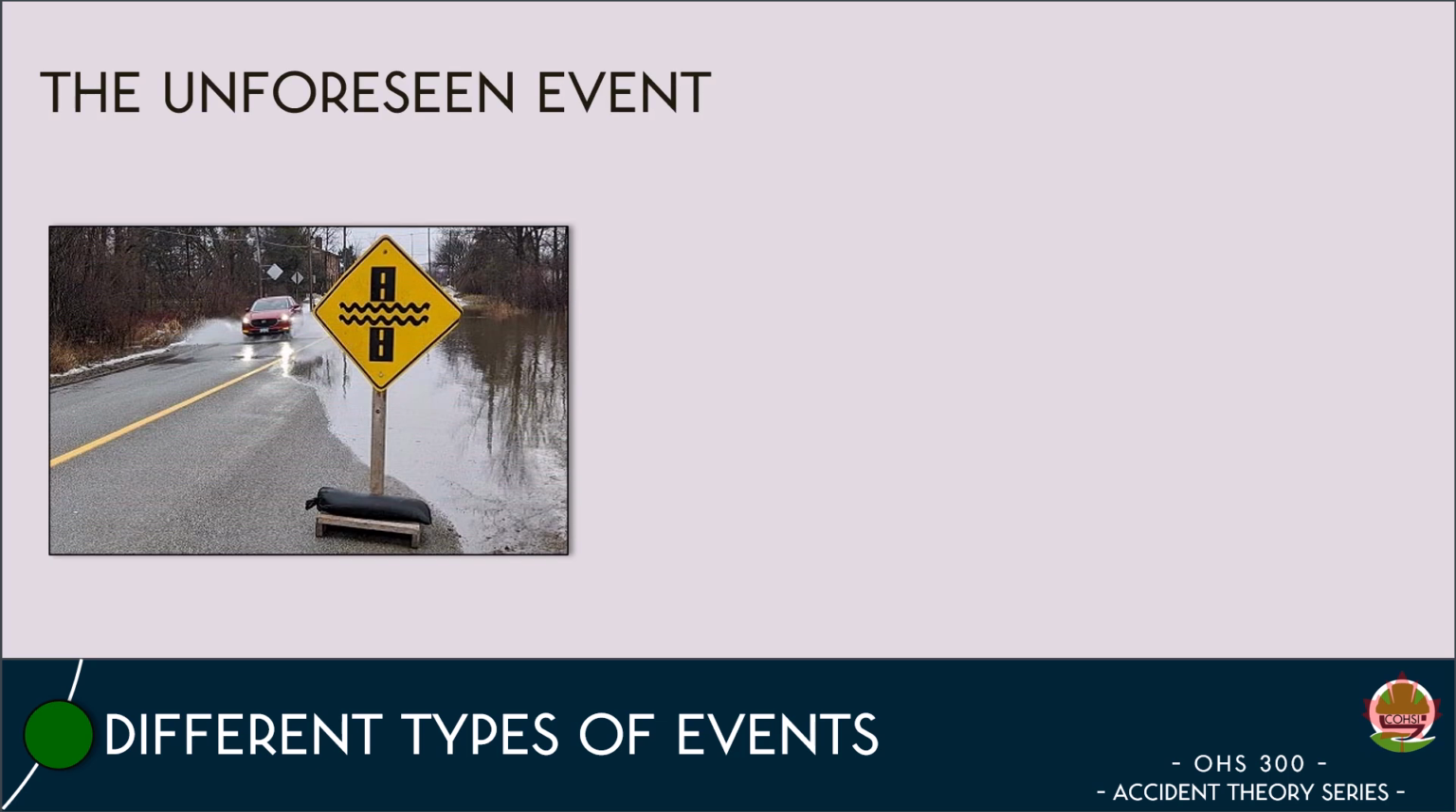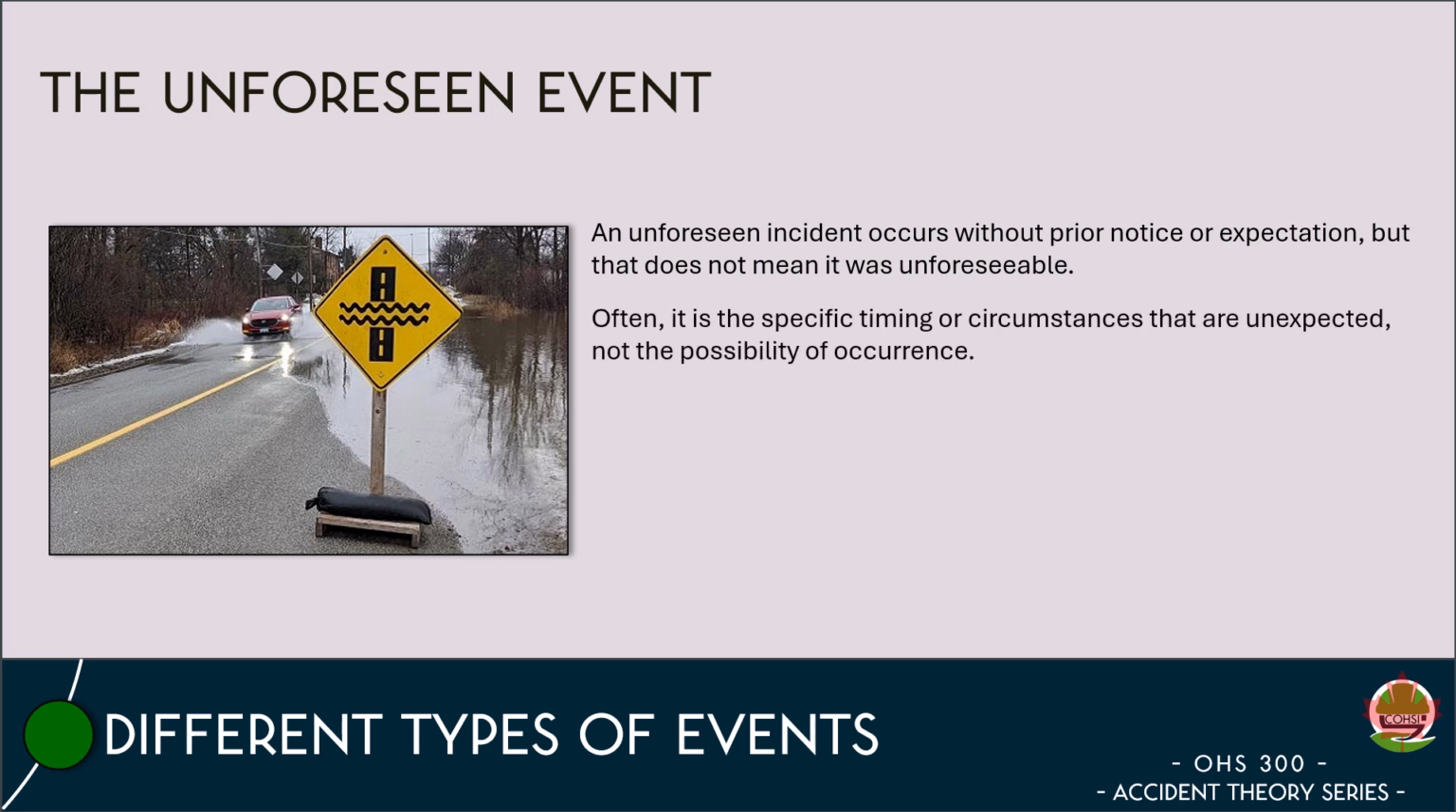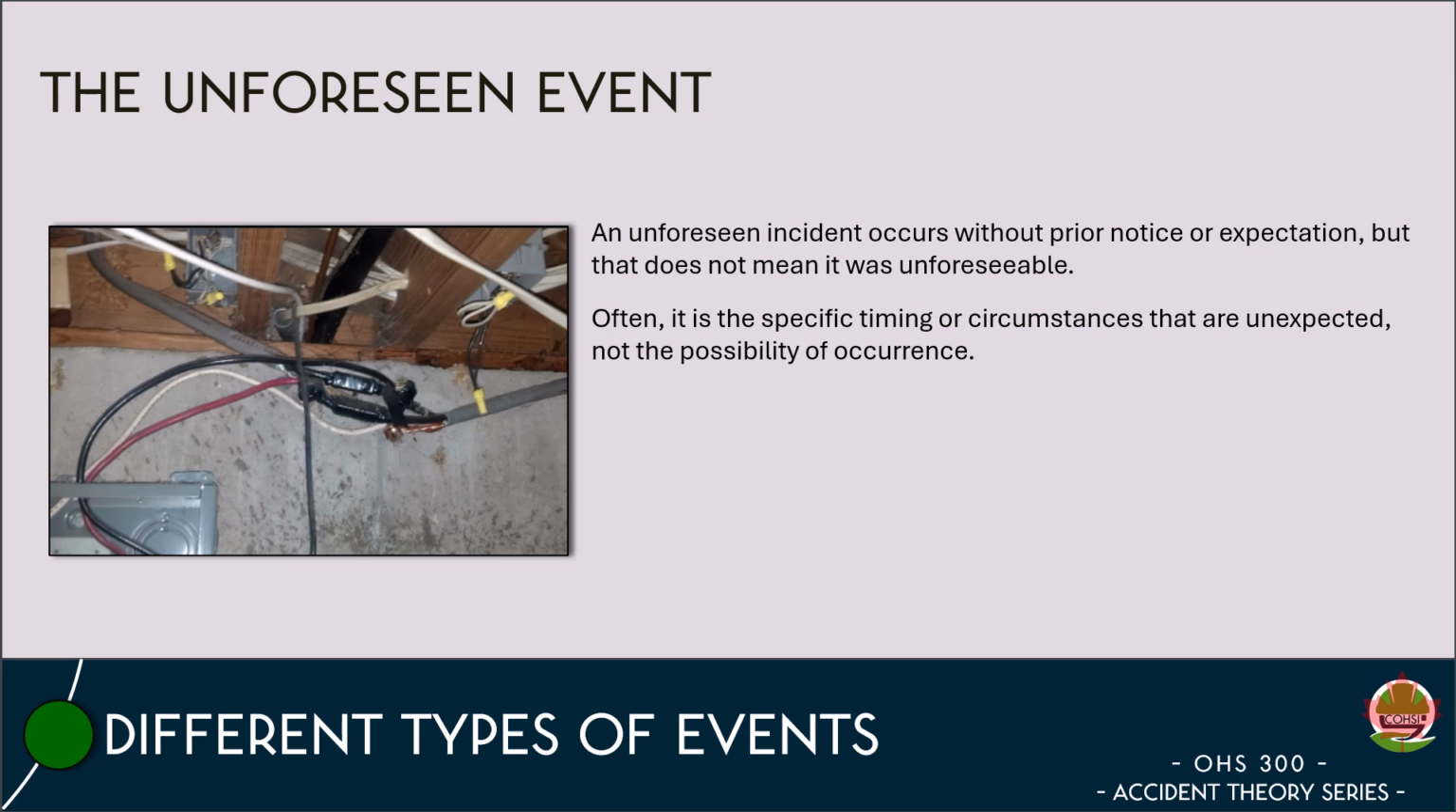When an incident is unforeseen, it does not necessarily mean it was unforeseeable. The distinction lies in the fact that unforeseen incidents occur without prior notice or expectation, but many such events are known to be possible and in some cases even predictable. What is unforeseen is often the specific timing or circumstances of the incident, rather than the possibility of its occurrence. For example, certain hazards in the workplace, such as exposed wires or a slippery floor, are recognized risks with a likelihood of causing harm if left unaddressed.